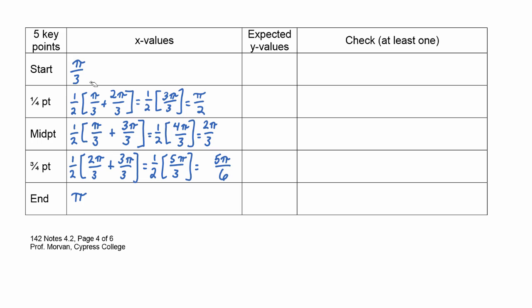Looking at our denominators, we have a 3, a 2, and a 6. So our common denominator is going to be 6. So we want to write all of our x values with a denominator of 6 to make our graphing easier. Pi over 3 will be 2 pi over 6. Pi over 2 will be 3 pi over 6. 2 pi over 3 will be 4 pi over 6. We can leave 5 pi over 6 alone, and then pi is going to become 6 pi over 6.